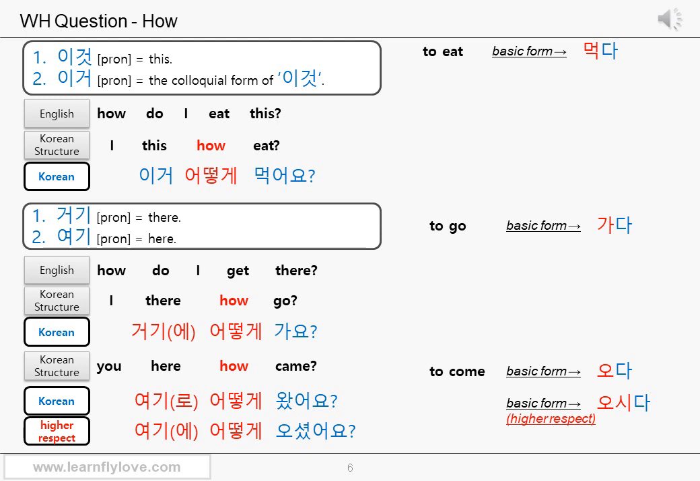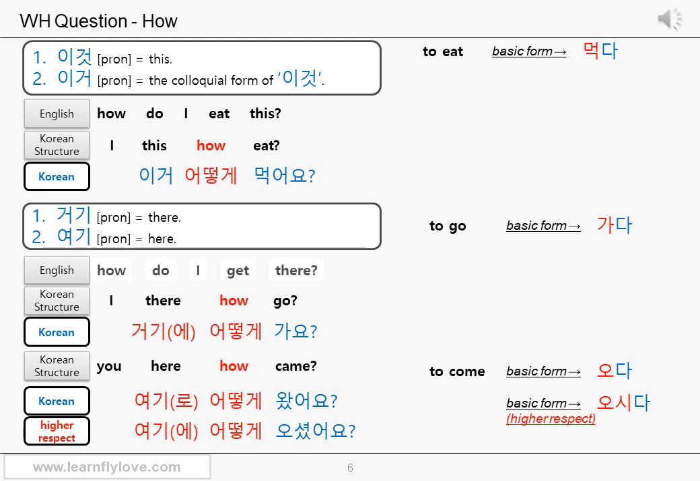Too difficult? Then you just use 이거 어떻게 먹어요? Without any particle. It's totally fine. We didn't put the higher respect form because the subject is I. You don't use a higher respect form for yourself. Let's see the next sentence.